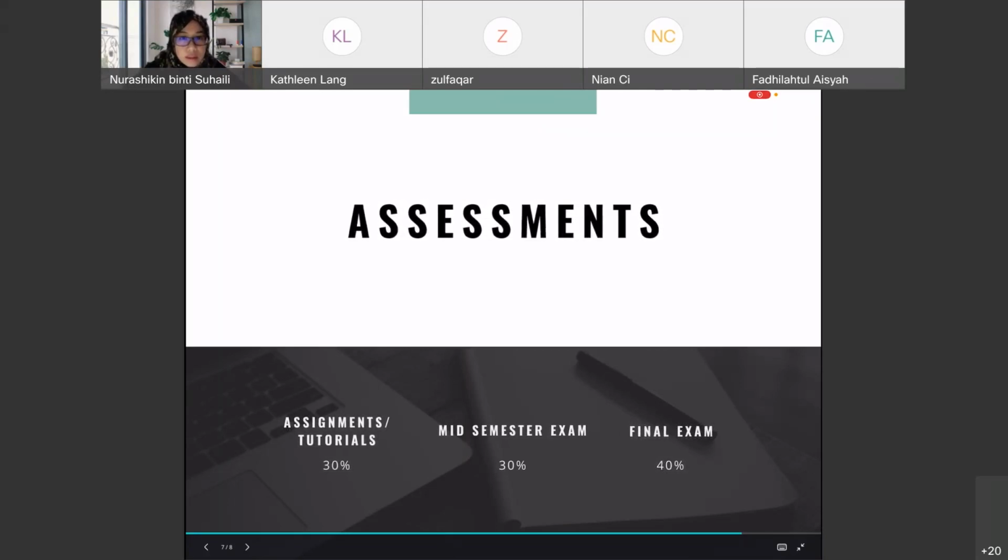So you should try your best to work on that, because the mid-semester exam only covers LU1 and LU2. So you have less burden compared to the final exam. So take the opportunity to score on it, and also on the assignments and tutorials.